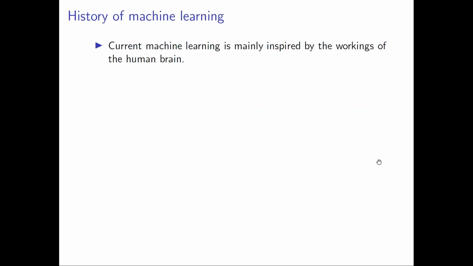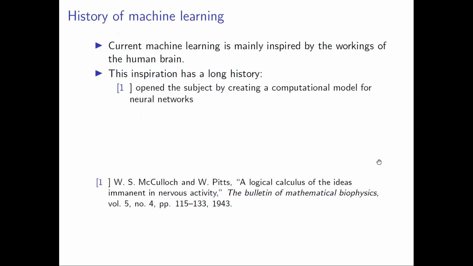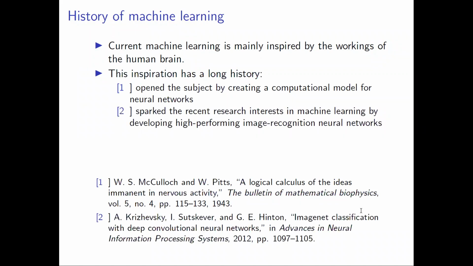Okay, a little bit about the history of machine learning, in terms of the research directions or the inspiration for machine learning. Machine learning has been mainly inspired by the workings of the human brain, and this inspiration has a long history. Maybe it starts with a paper which gives a computational model for neural networks, and a paper that recently sparked the research interest in machine learning is this paper, where the authors developed a neural network that recognizes images and that at the time had superior performance to the other algorithms for image recognition.